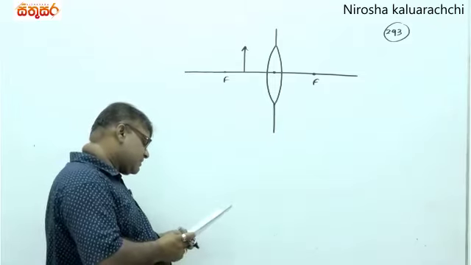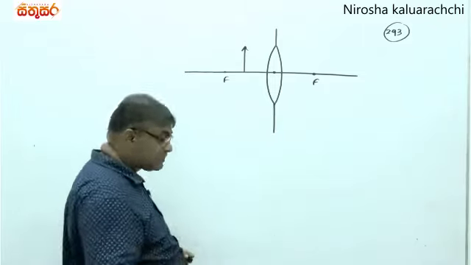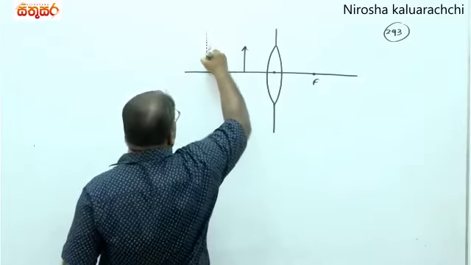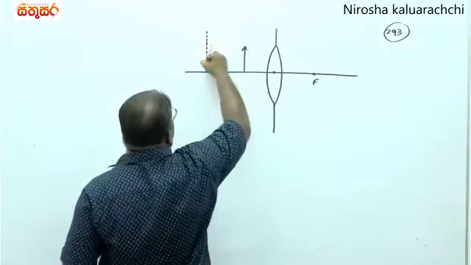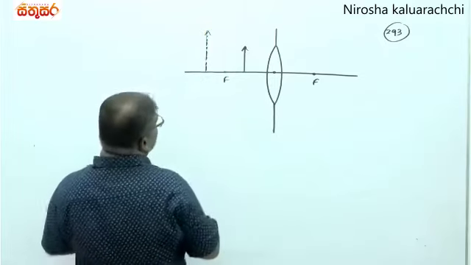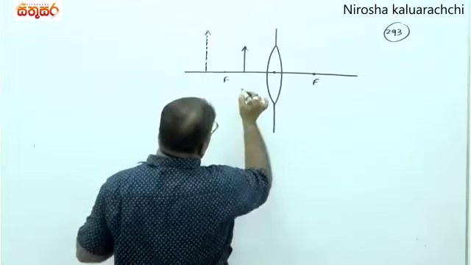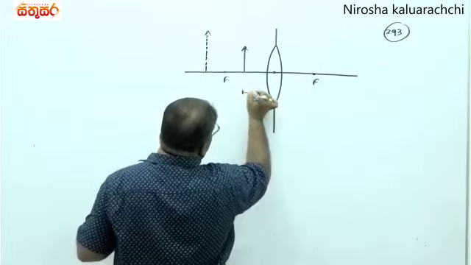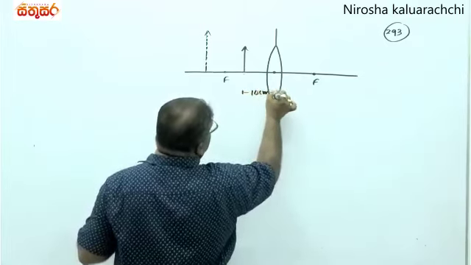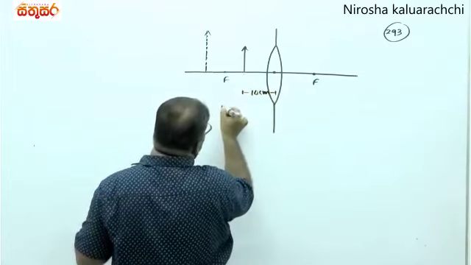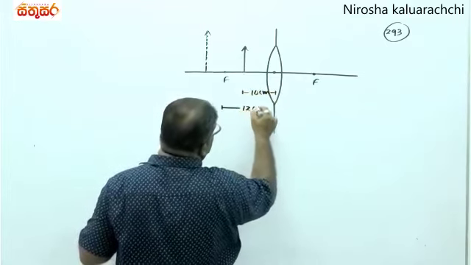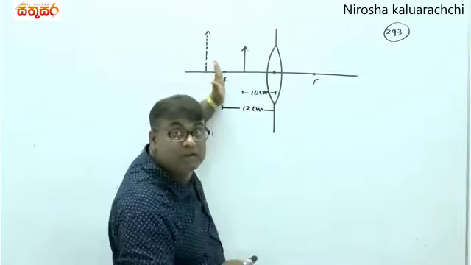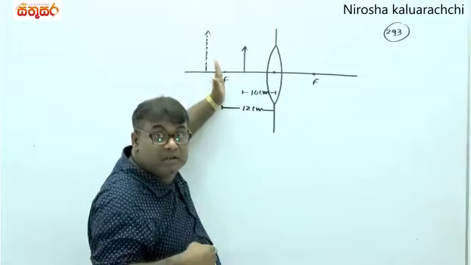What will be the least distance of distinct vision of this person? Then the image must be formed right here. This should be the location of the image. Then according to the data, this should be 10 centimeter, no? This is 10 centimeter and the focal length must be 12 centimeter. Reason, we have to keep the object within the focus. So two data are mentioned here.